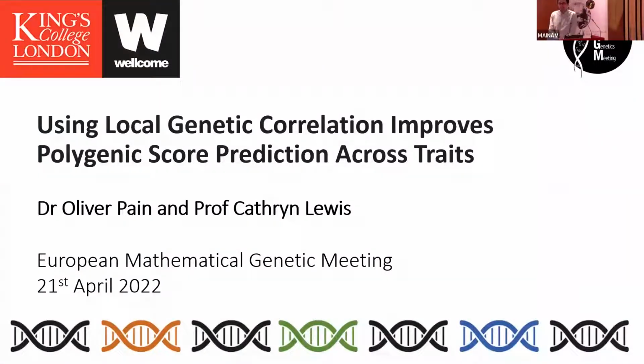Hello, everyone. First, I'd like to thank the organisers for letting me speak today. My name is Oliver Payne. I'm a postdoctoral fellow at King's College London, and today I'm presenting some work that was done alongside Cathryn Lewis, investigating how we can use local genetic correlations to improve polygenic score prediction across traits.